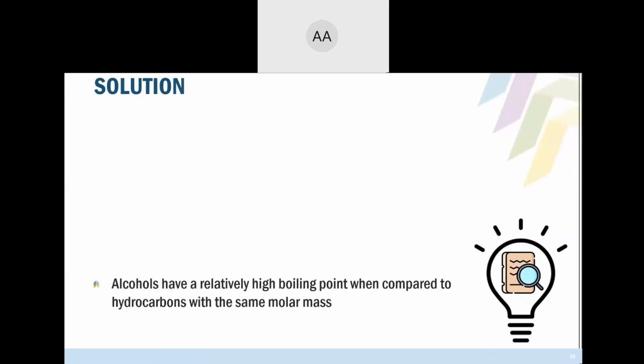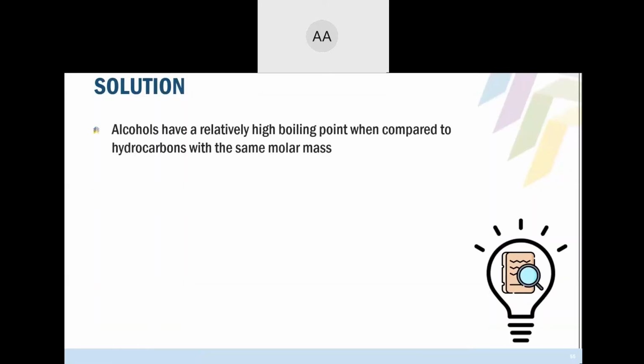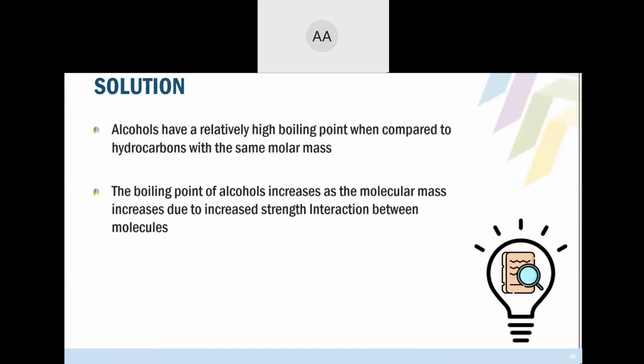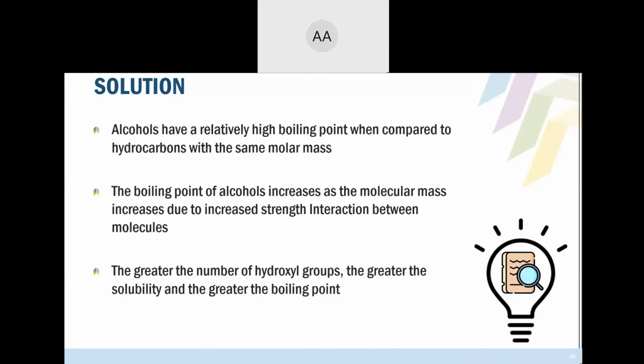Alcohols have a relatively high boiling point when compared to hydrocarbons with the same molar mass. The boiling point of alcohols increases as the molecular mass increases. That's due to the increased strength of interaction between the molecules. The greater the number of hydroxyl groups, the greater the solubility and the greater the boiling point.